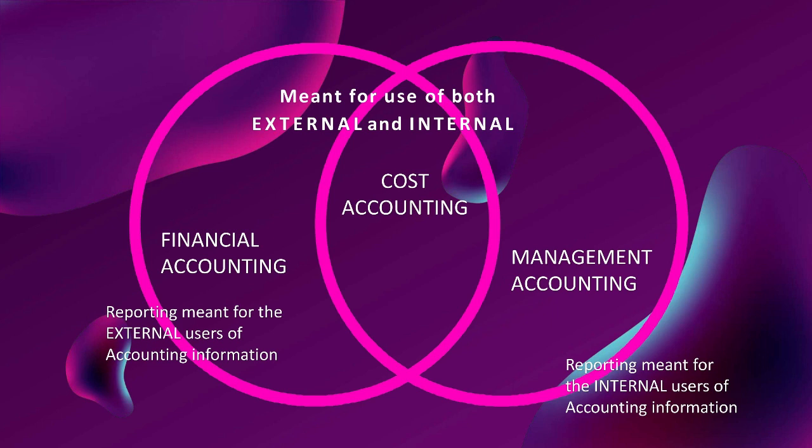But why do we have an overlap? Why do we have cost accounting as the overlap in the Venn diagram? Cost accounting is actually meant for the use of both external users and internal users of accounting information. But what actually is cost accounting? Cost is sacrifice. Magkano ba dapat? Magkano ba yung nilalabas mong pera para makabili sa mga dapat mong ibenta?